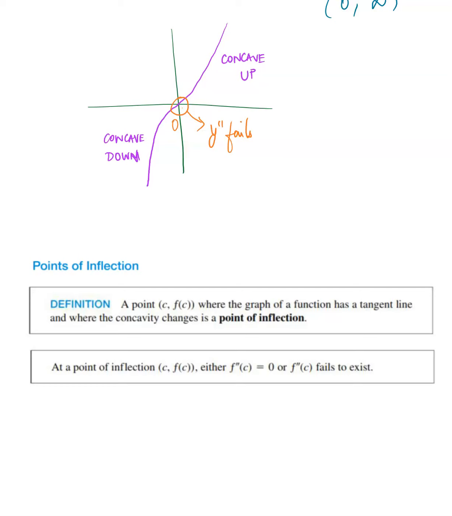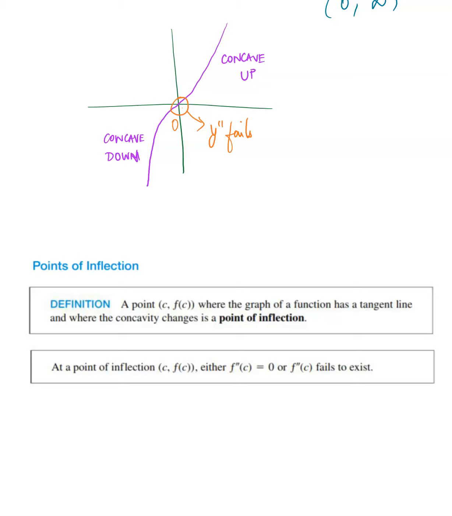The definition reads, a point C, f of C where the graph of a function has a tangent line and where the concavity changes is a point of inflection. So where the concavity changes, so from concave down to concave up or concave up to concave down, when the concavity changes, that point is a point of inflection. So when you look at it from a graphical angle, you can see if there is a tangent at that point, and you can see if the concavity changes.